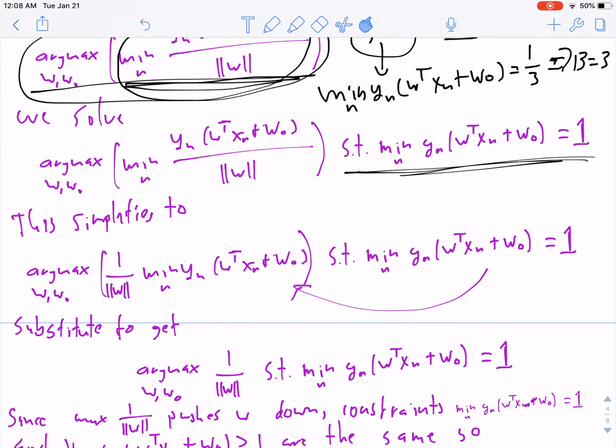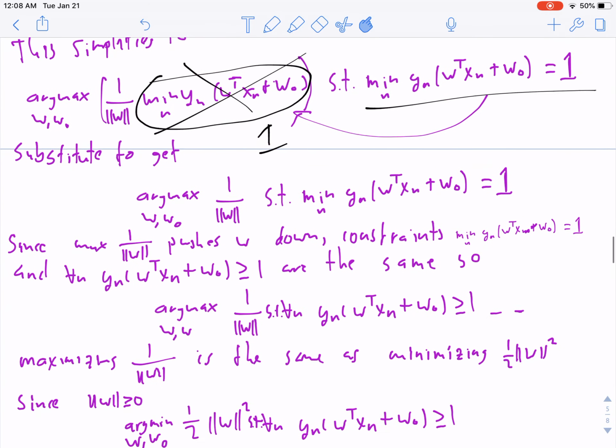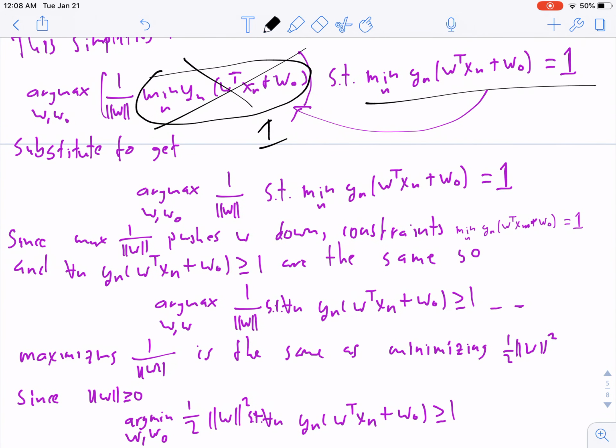So now we're going to go ahead and simplify again. First, I'm going to pull out the 1 over norm of w because it doesn't actually depend on n. And now we just have the minimum margin over the data set. And our condition is that the minimum margin of the data set is equal to 1. So this thing we'll just get rid of because it's just equal to 1. So now we have this.